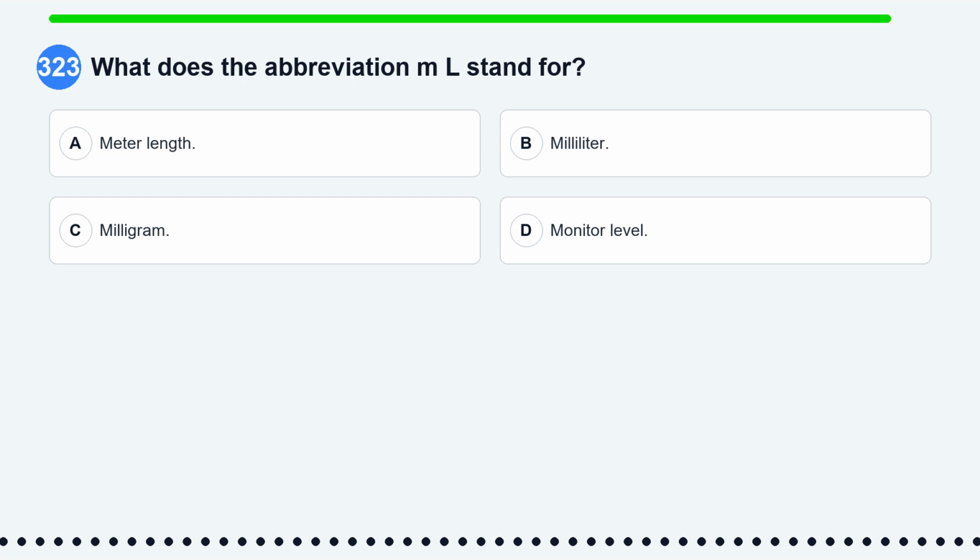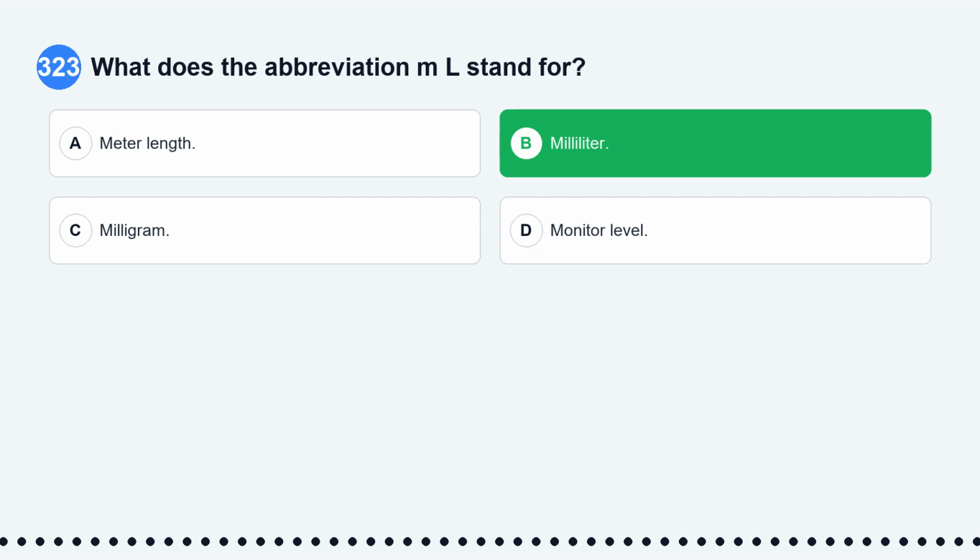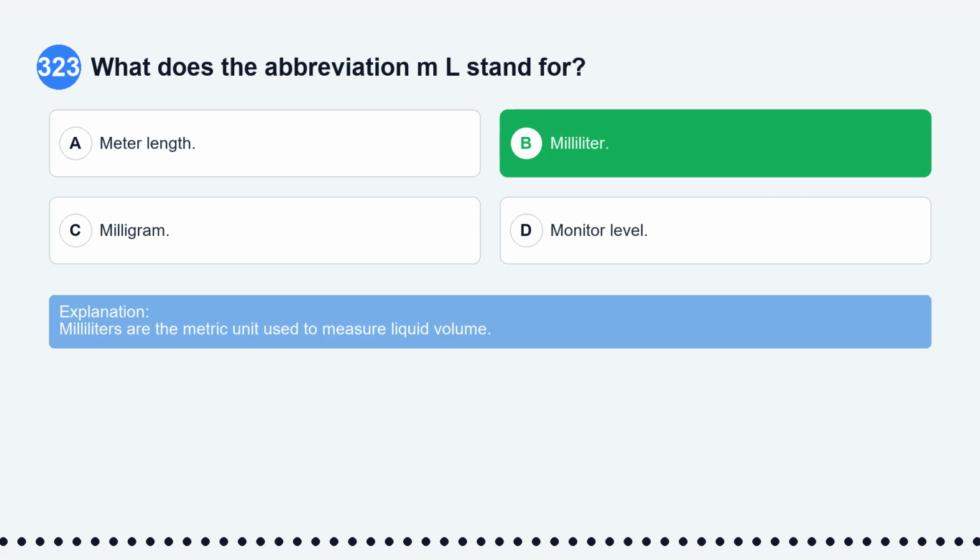Question 323. What does the abbreviation ml stand for? Option A, meter length. Option B, milliliter. Option C, milligram. Option D, monitor level. The correct answer is option B, milliliter. Milliliters are the metric unit used to measure liquid volume.